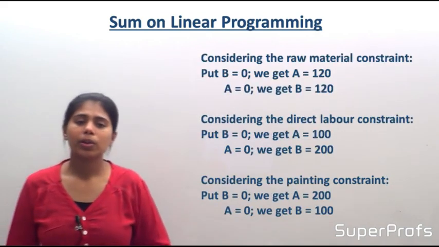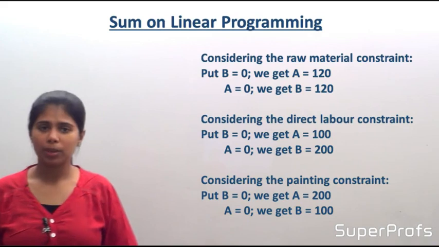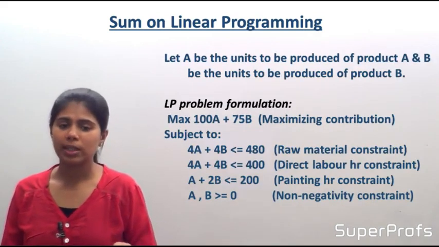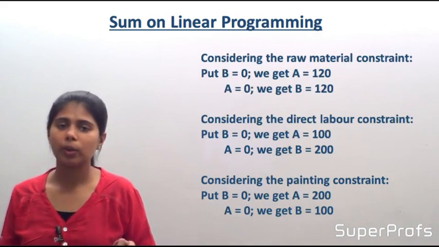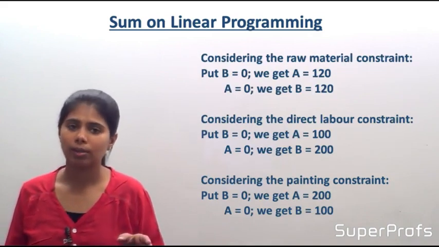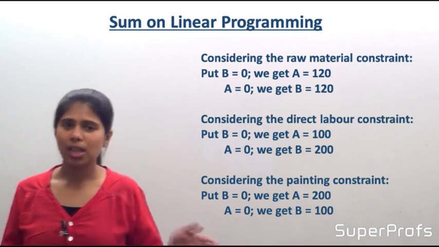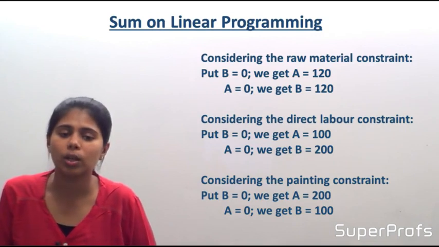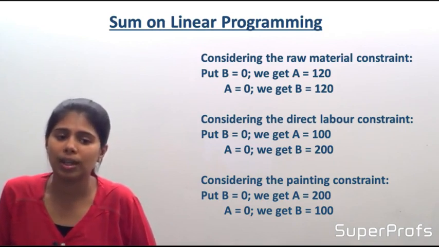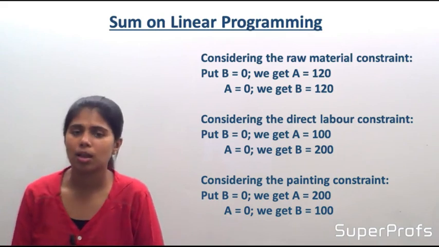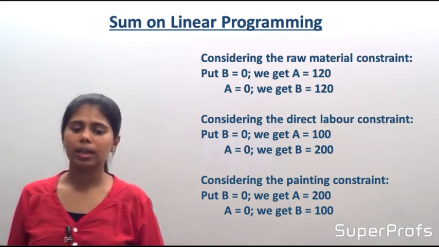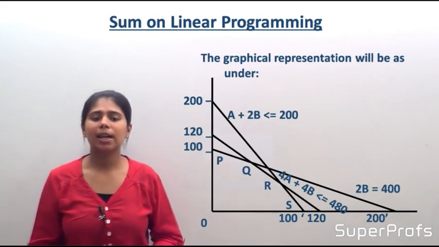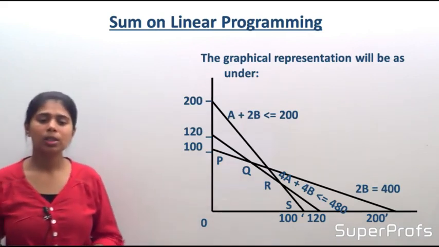Then what we are going to do is consider the first raw material constraint or the first inequation, which is 4A plus 4B less than or equal to 480, and we put B equal to 0 and then we get A as 120. It's just like we would solve equations. In the same way we do for direct labor hour, we get A and B as 100 and 200. For painting hour we get A and B as 200 and 100. And we present this graphically. We plot it on the graph.